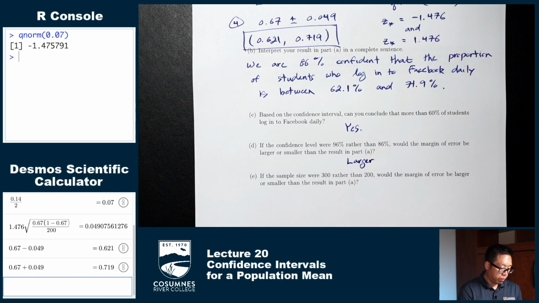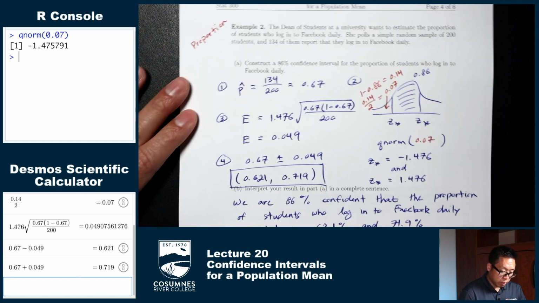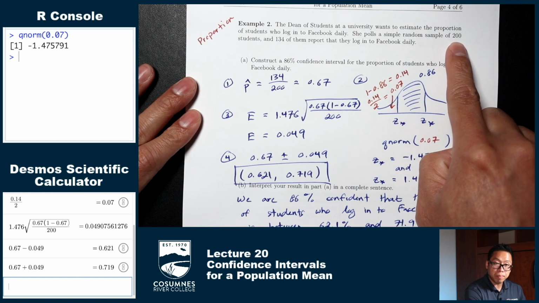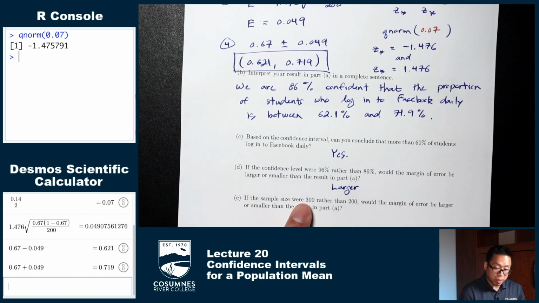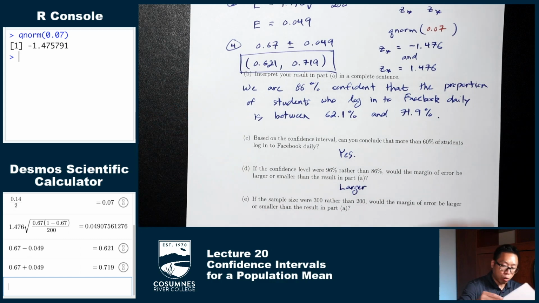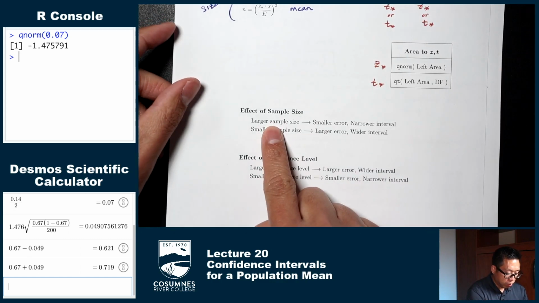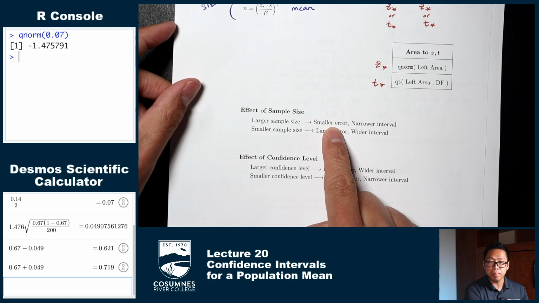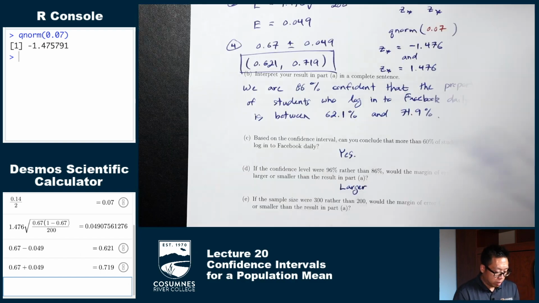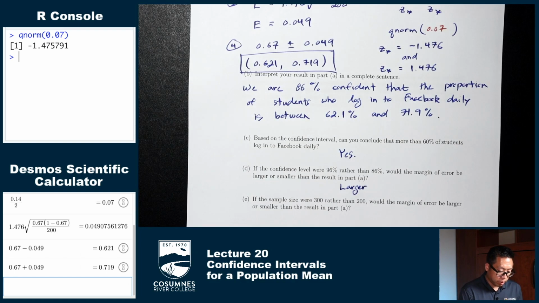Part E, if the sample size were 300 rather than 200, would the margin of error be larger or smaller? So originally, our sample size was 200. Okay, if we use 300 instead, so that would represent a larger sample size, what happens? So larger sample size will result in a smaller error or a narrower interval. So larger sample size, the margin of error should be smaller.